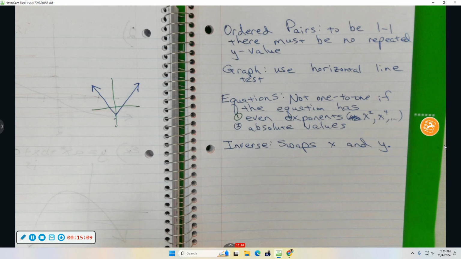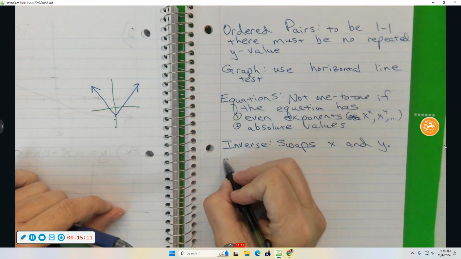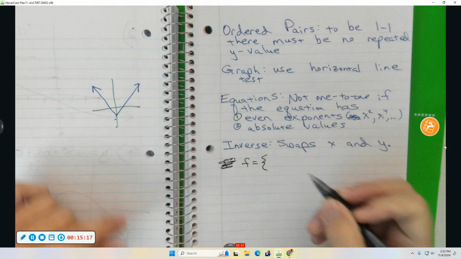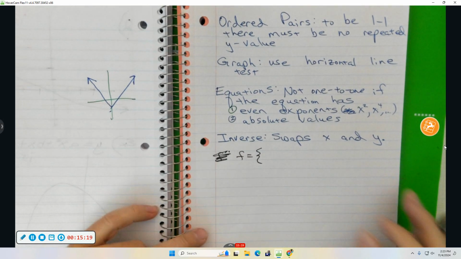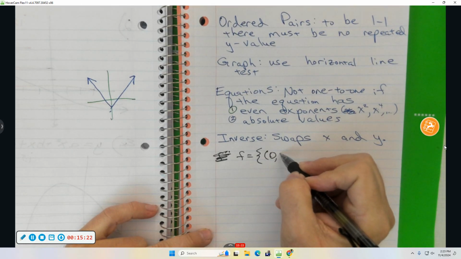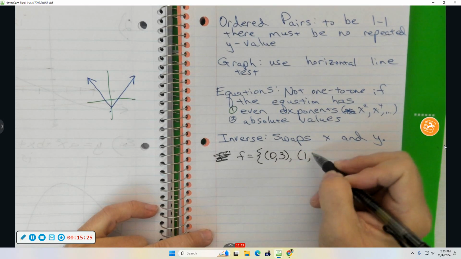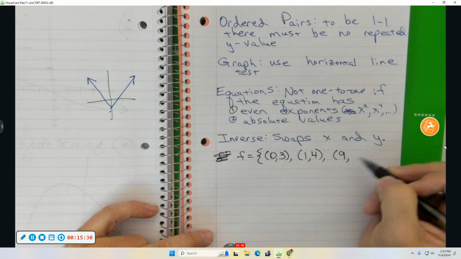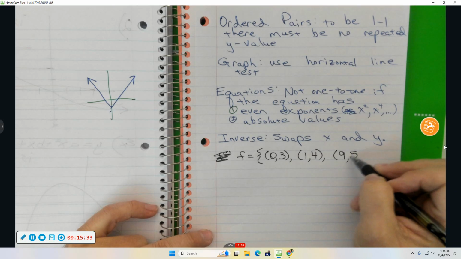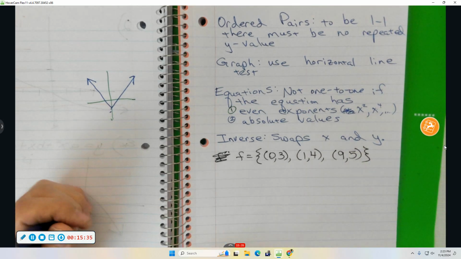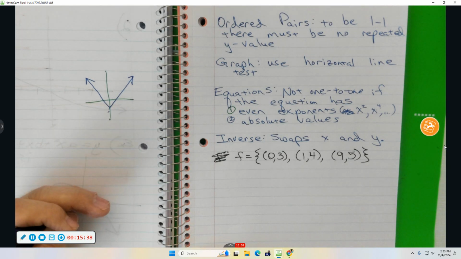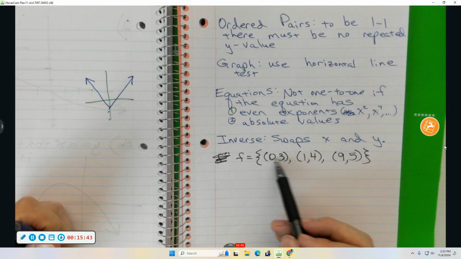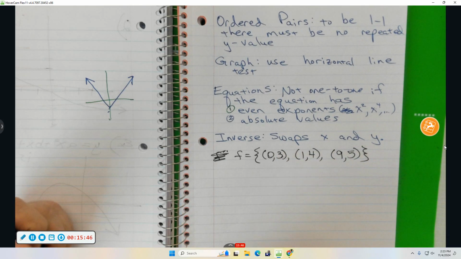I have two functions I want us to look at here. The first one I'll call f. It has the ordered pairs 0, 3, 1, 4, and 9, 5. To form the inverse, all you do is just swap the ordered pairs. So 0, 3 becomes 3, 0.